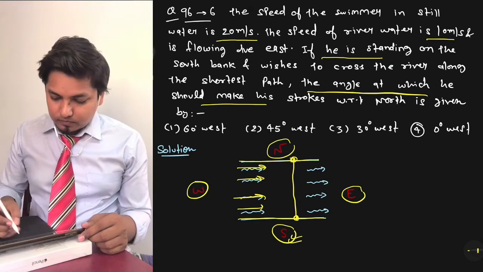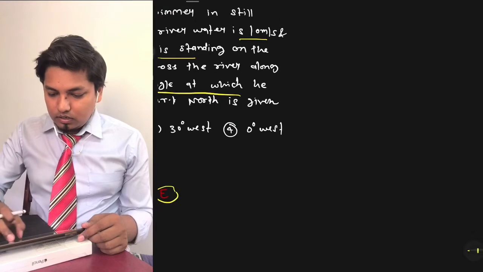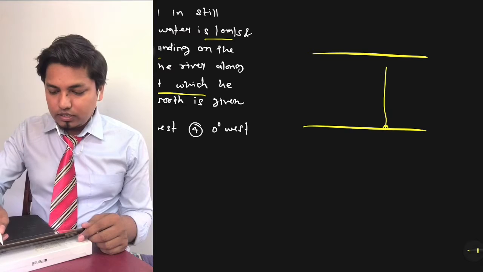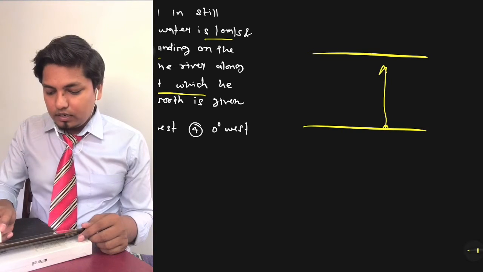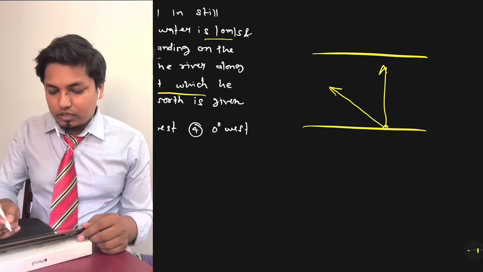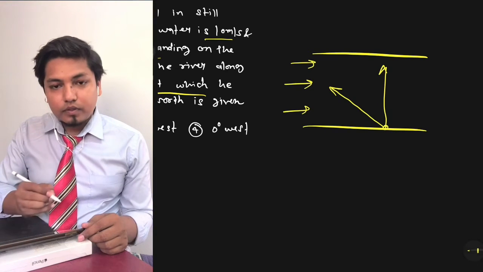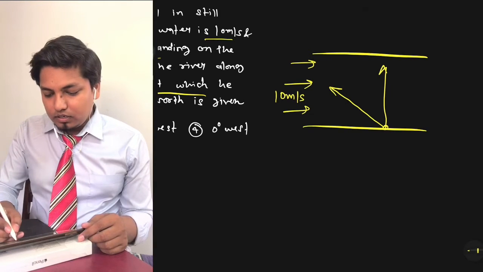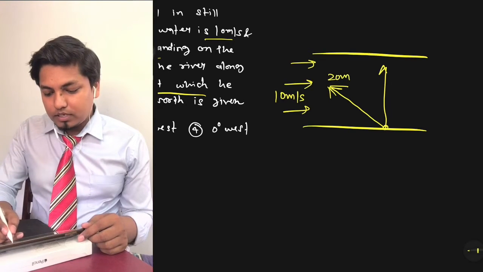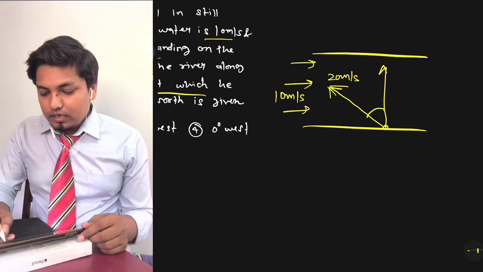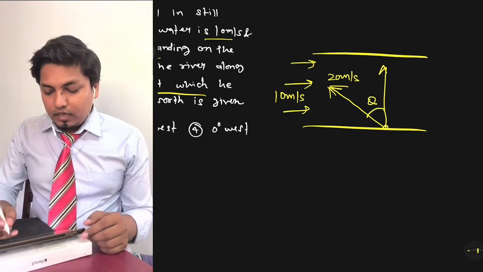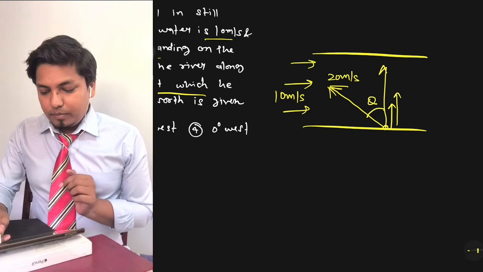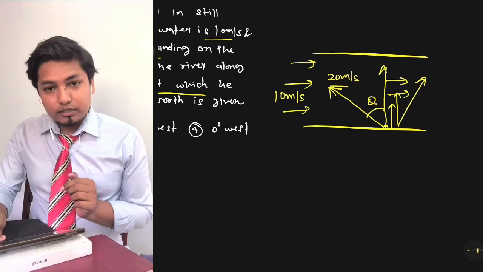See how I will try to explain here. Suppose this is the river, and the person wants to go in this direction, so definitely he should try in this direction. So already we have the speed of the river, correct? That speed of the river is given as 10 meter per second, and the person can swim with 20 meter per second in still water. So this angle is theta. You know what will happen if the person tries to swim in this direction: because of the river flow, the person will go somewhere here, right?